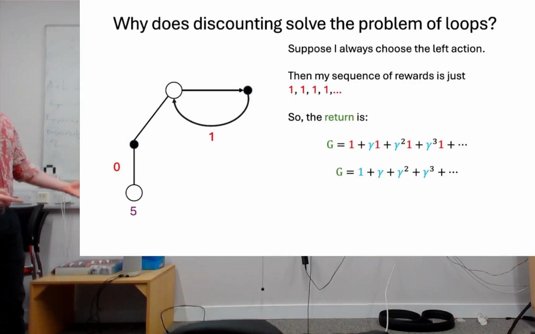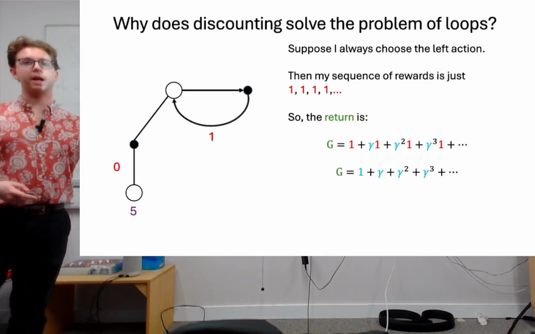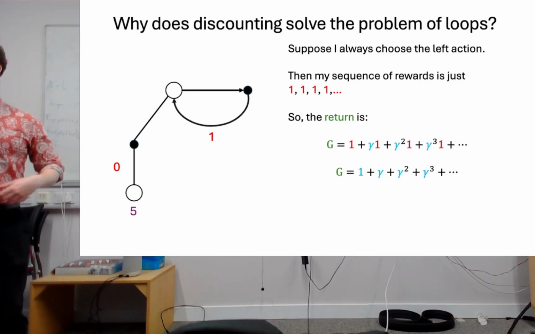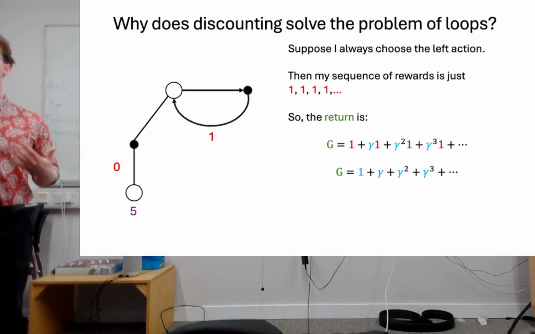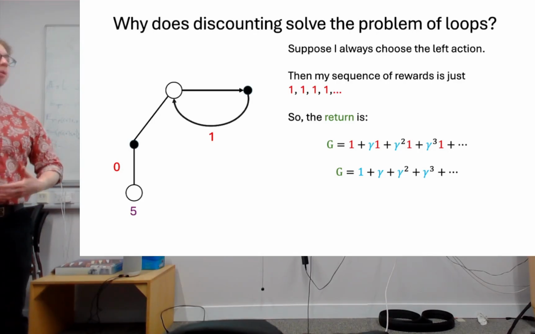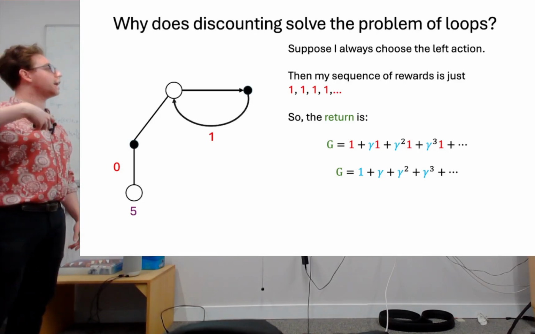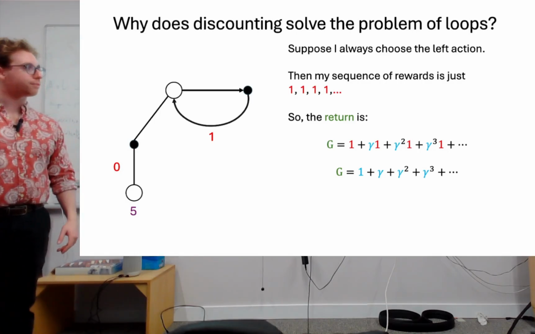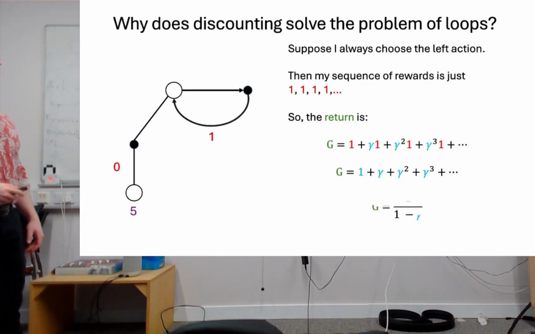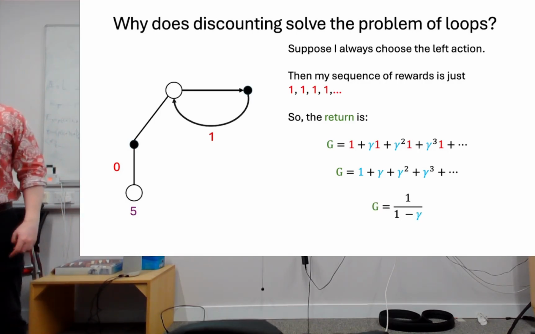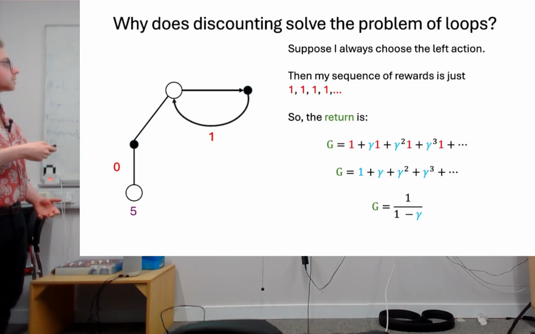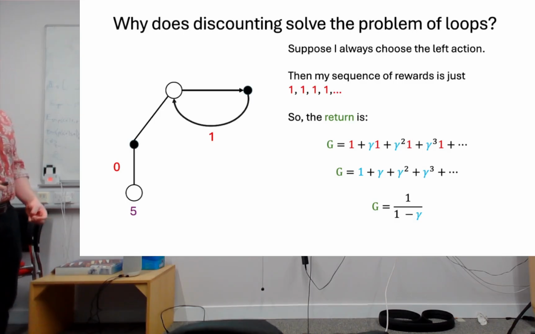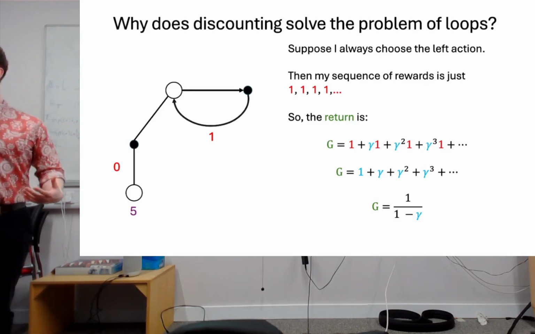This is just the sum of 1, gamma, gamma squared, gamma cubed, on and on like this. And if you've met this before, this sum converges, which means that it never reaches, but gets closer and closer and closer to a finite value. And that finite value is 1 over 1 minus gamma. So by introducing this discount factor, this state has gone from having an infinite value to a finite value of 1 over 1 minus gamma.